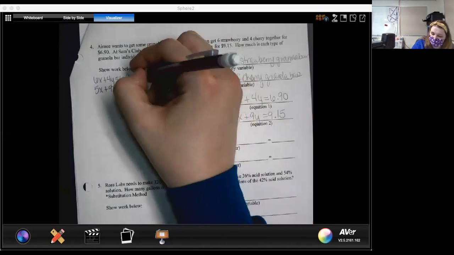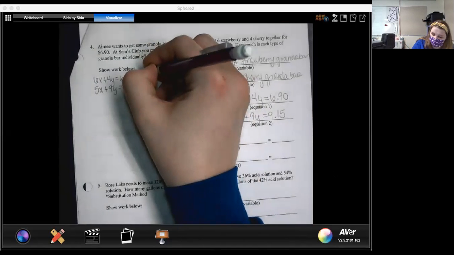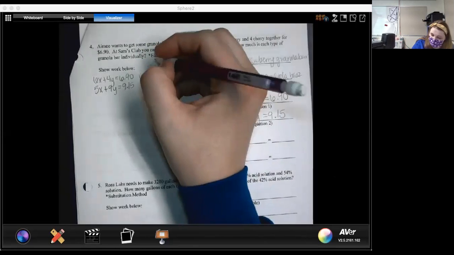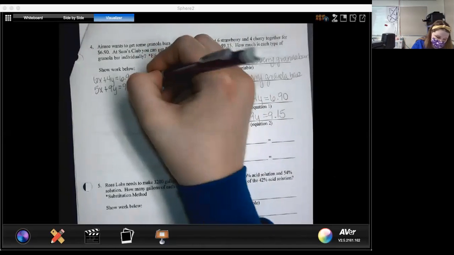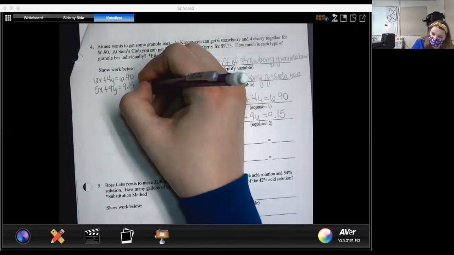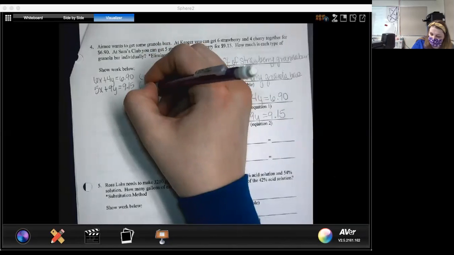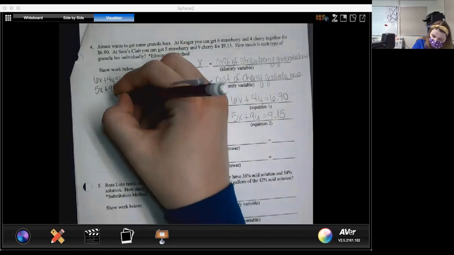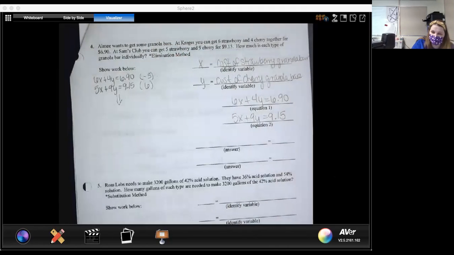So what are we going to multiply the first equation by? -5, sounds great. So that means the second one we'd multiply by +6, okay? Or you could have multiplied by +5 and -6. Again, that's how the elimination method kind of gets a little crazy because there's so many ways you could do it. So rewriting that equation.